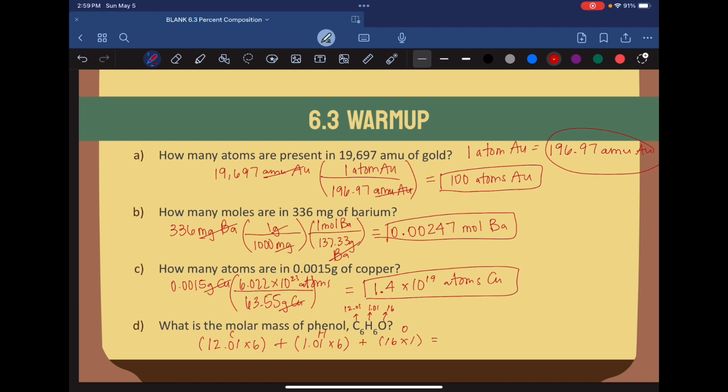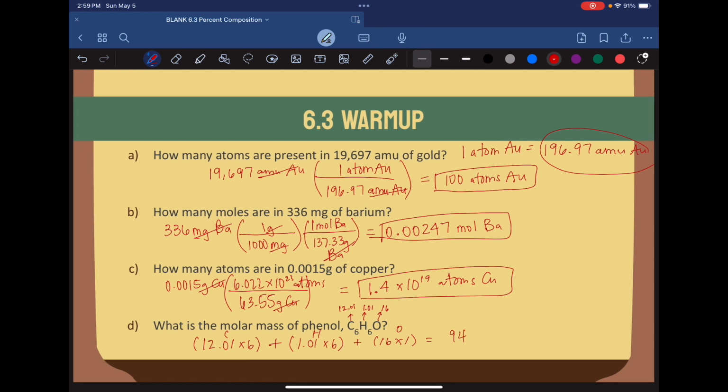And I would just put that into the calculator exactly how I'm reading it, just to make sure I'm not dropping any decimals or anything. So let me do that really quick because I didn't do it previously. But if you add all of these together, you're going to get 94.12 grams per mole. And that's the molar mass of phenol.